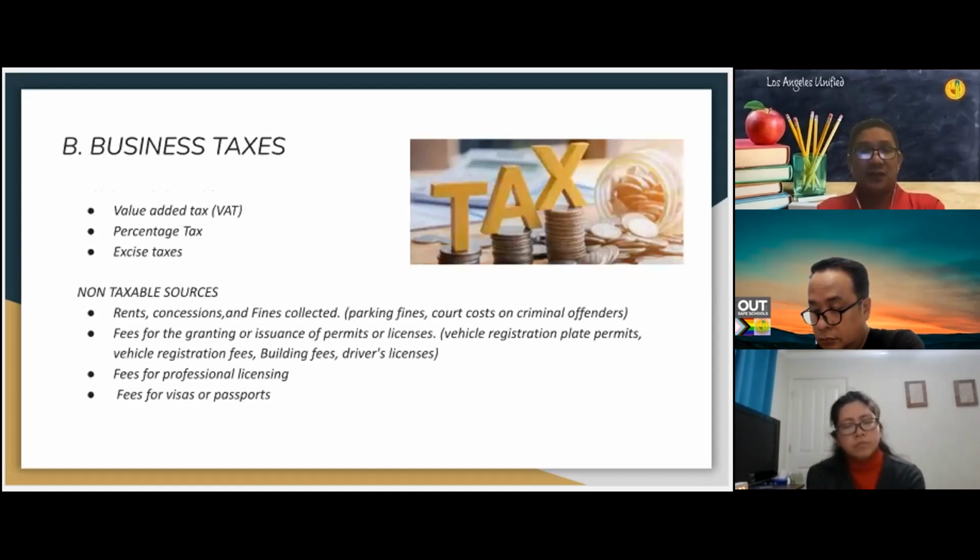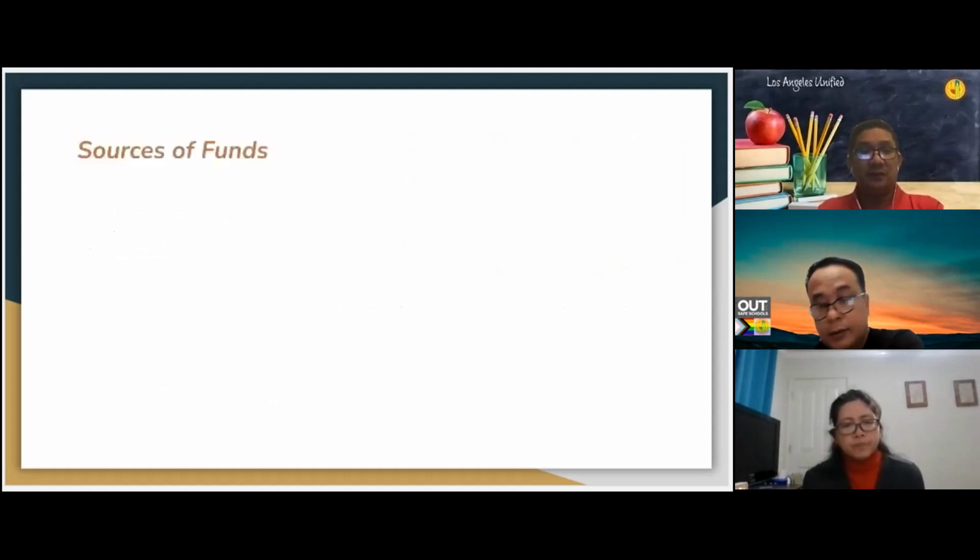percentage tax, and excise taxes. Non-tax sources, which include rents, concessions, and fines collected, like parking fines, court costs, and criminal offenders. Fees from the granting or issuance of permits or licenses, like vehicle registration, plate permits, building fees, and driver licenses. This also includes fees for professional licensing and fees for visas or passports.